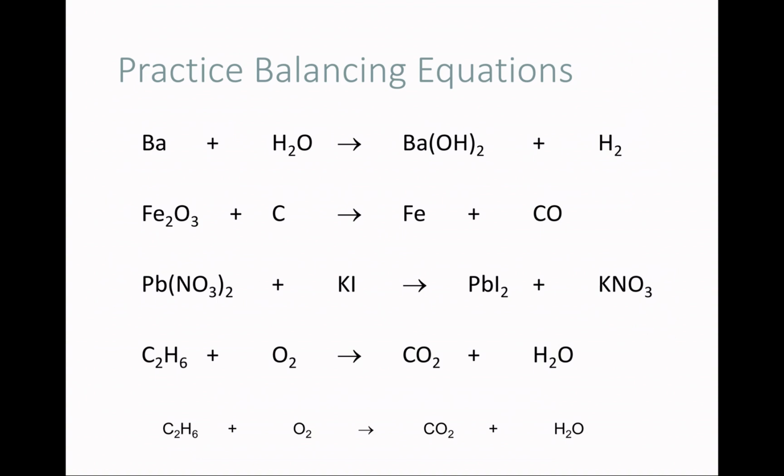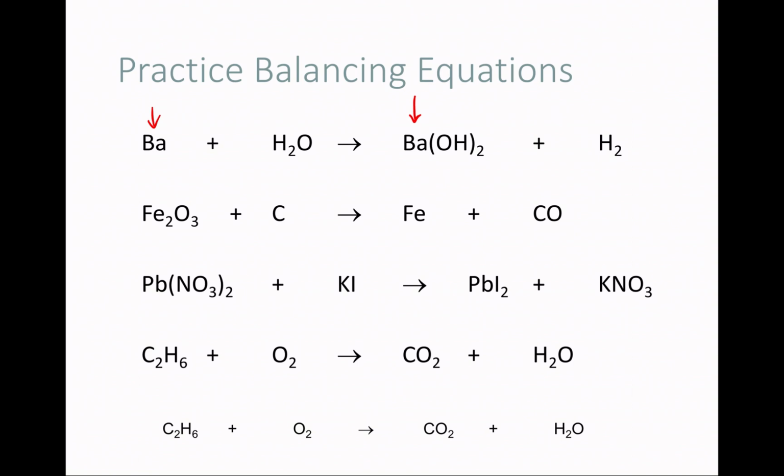So let's take a look at what we got here. We want to leave hydrogen and oxygen to last. Barium, there's 1 there and 1 there, so it's 1 to 1. I don't have anything I have to do. Here we do have to go after hydrogen and oxygen. So what do we got?